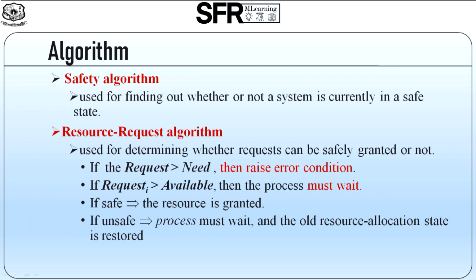If the request is greater than available, then what may happen? There are no available resources, right? So, the process should wait until the resource is available. So, if the request satisfies all the conditions, that is, it is less than need and less than available, then it checks whether the system is safe, and if so, the resource is granted. Otherwise, the process should wait until the available condition occurs.